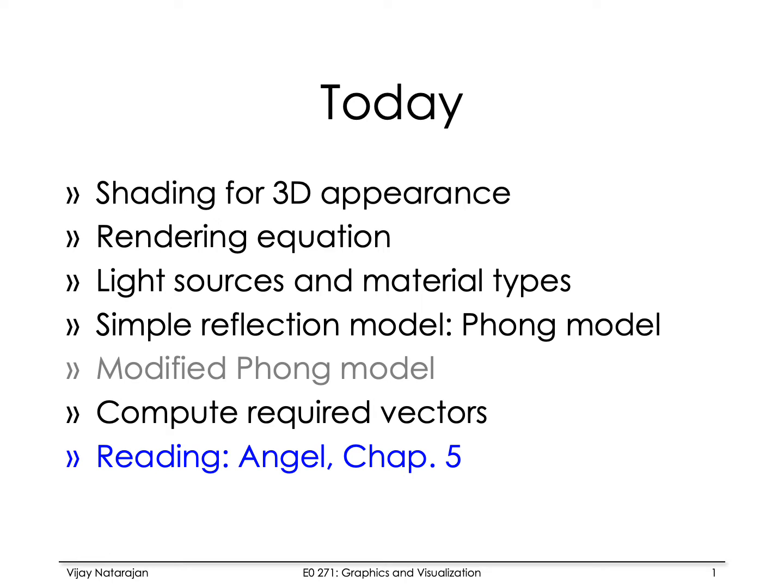So next we will talk about the rendering equation. Then we will discuss different light sources and material types. And then I will introduce the Phong model, which is a very simple reflection model that we'll use for all our lighting calculations. I have slides for something called the modified Phong model. This is no longer much relevant, so I will not talk about it in this lecture, but you can look at the slides if you want. And finally, we will talk about how to compute the different vectors that appear in the Phong model. The reading for this lecture is from Angel, chapter 5.